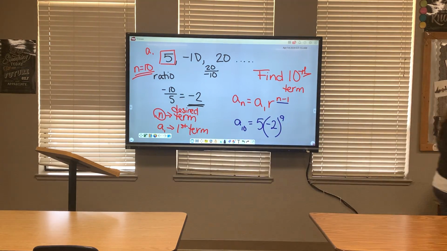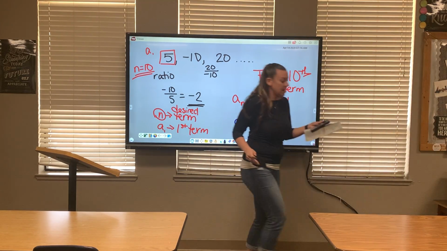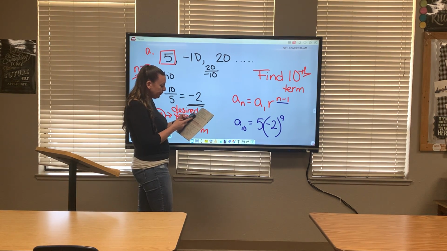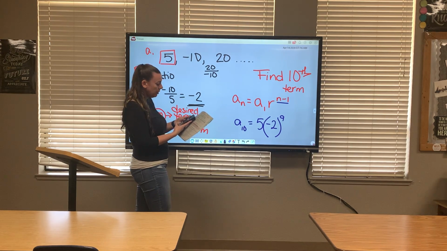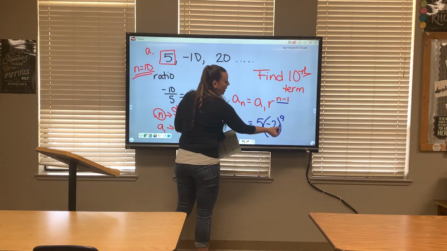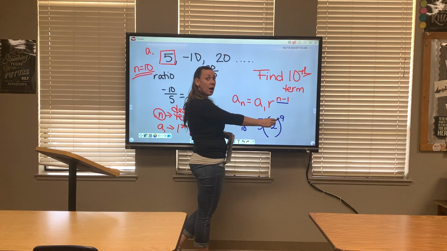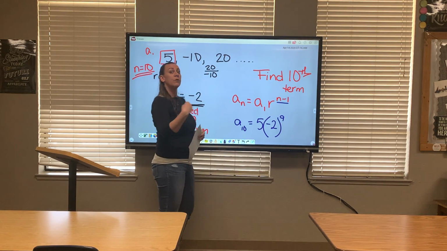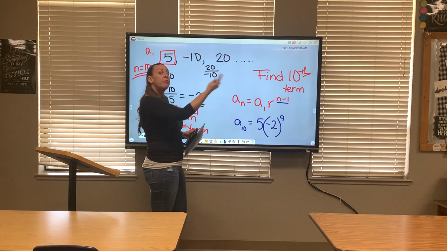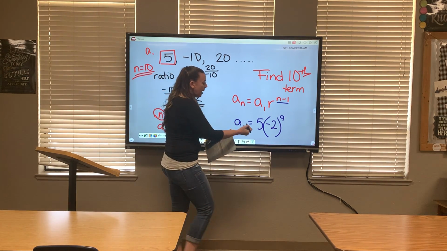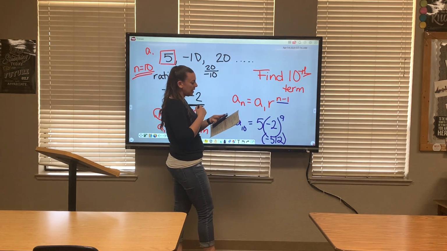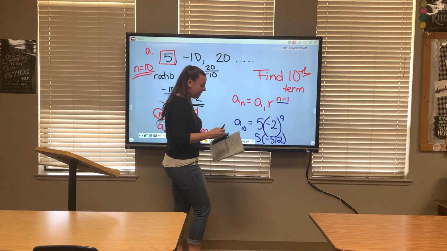Okay, let me grab my calculator. So now what I'm going to do is work backwards. I want to do the order of operations. So I'm going to say negative 2 to the 9th power, I want to do that first because this exponent only goes to the negative 2. It doesn't go to the whole term. Remember, order of operations, you do exponent before you multiply. So negative 2 to the 9th power is negative 512. And then I'm going to multiply that by 5.